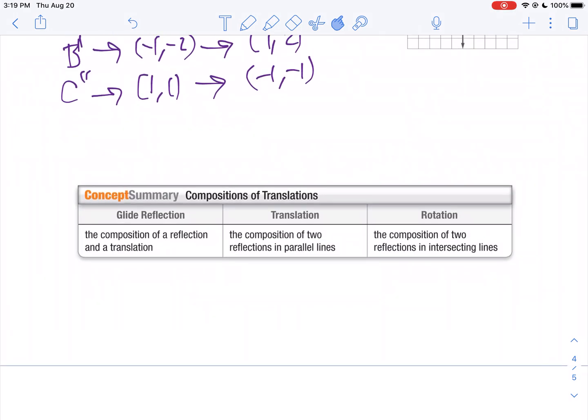And then just as a reminder, a glide reflection, you're doing a reflection and a translation, and the translation has to be parallel to the line of reflection. When you do a translation over 2 parallel lines, that's the same thing as a reflection over 2 parallel lines. I said that backwards. If you do a reflection over 2 parallel lines, that's the same as the translation. If you do 2 reflections over intersecting lines, that'll be the same as a rotation.